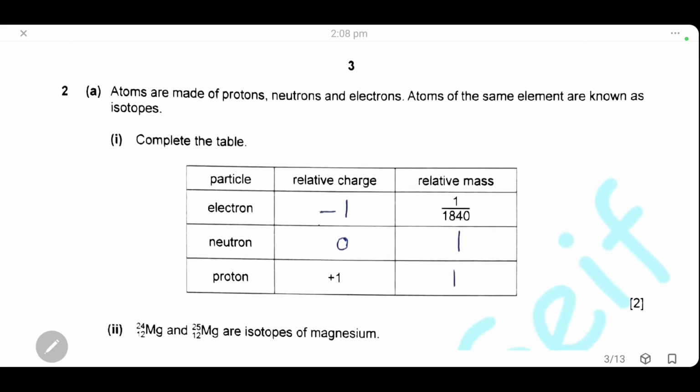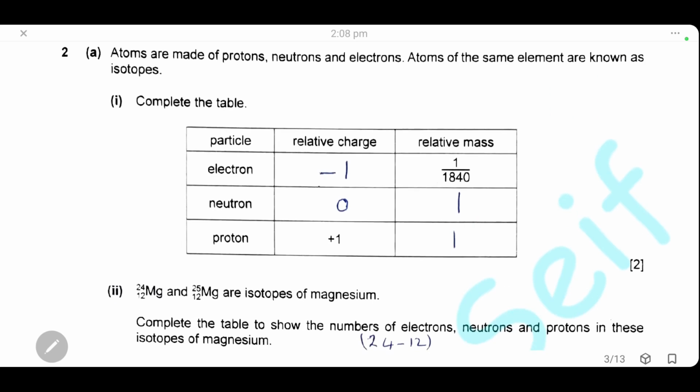Question 2. Atoms are made of protons, neutrons, and electrons. Atoms of the same element are known as isotopes. Complete the table to give the relative charge and the relative mass of electron, neutron, and proton. The charge of electron is -1, neutron has no charge, so it's 0. Proton has a charge of +1, and the mass of neutron is 1, mass of the proton is 1.